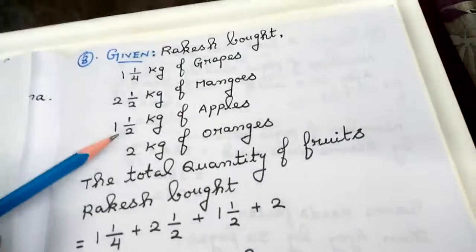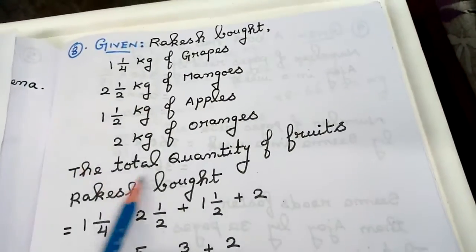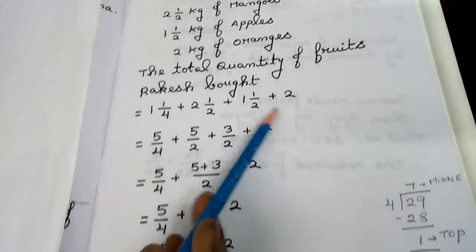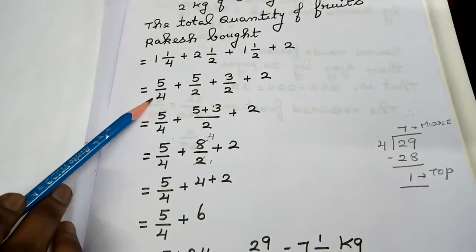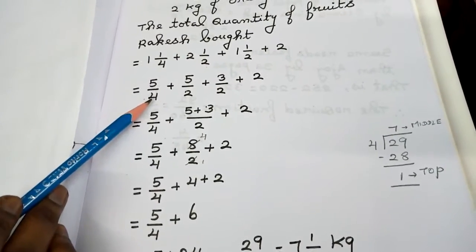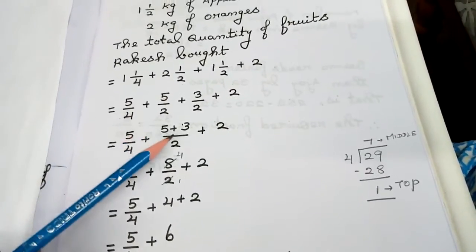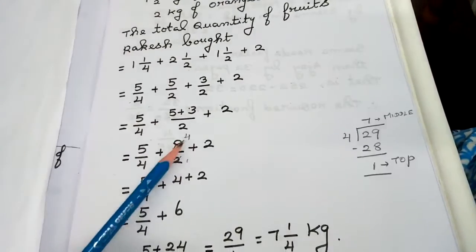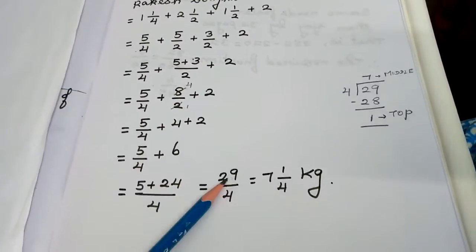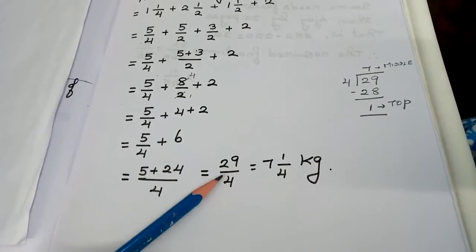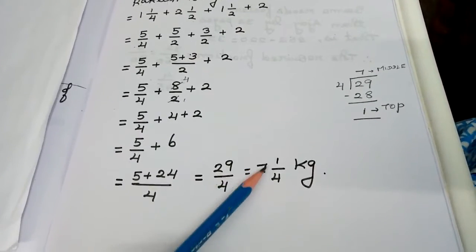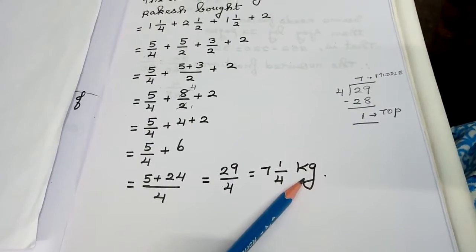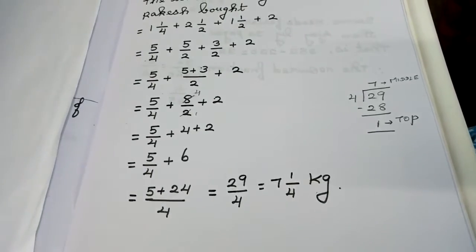And what are all the conditions given here? I have just written them here, students. The total quantity of fruits Rakesh bought: just add all the values, and after adding, convert the mixed fraction into an improper fraction and simplify, you can do it in any way. I am calculating in this way: I make 5 plus 3 by 2, I am getting the value of 8 by 2, then 4 plus 2, 6, cross multiply, 29 by 4, convert this into a mixed fraction, that is 7 1 by 4 kg of fruits that Rakesh has bought. So this is the answer. Coming to question number 9.